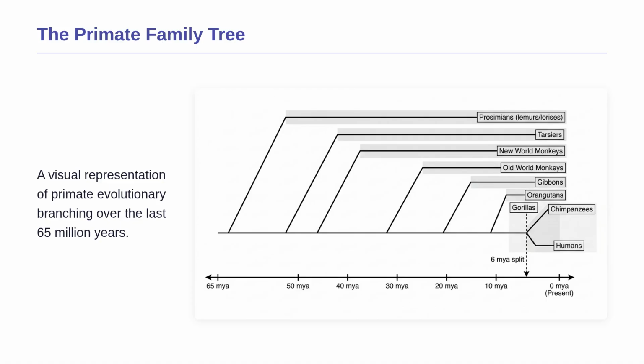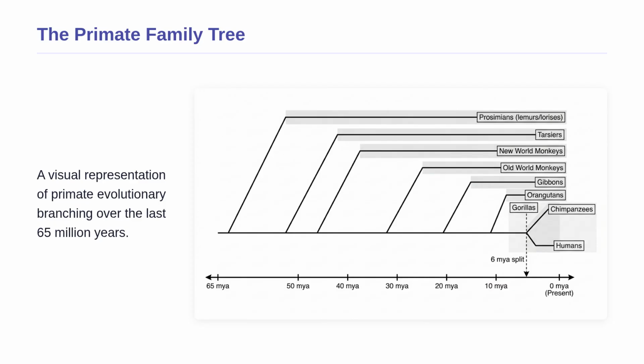Having proven how the molecular clock works, let us look at the complete picture it helps create. What you are seeing here is a comprehensive primate phylogenetic tree. The horizontal axis at the bottom represents time, starting from 65 million years ago on the left all the way to the present day on the right. As we move from left to right, you can see the main trunk splitting into various branches.